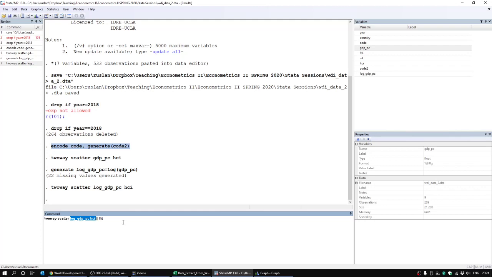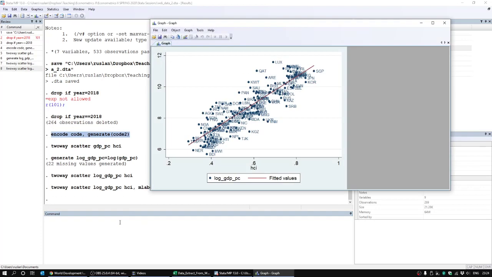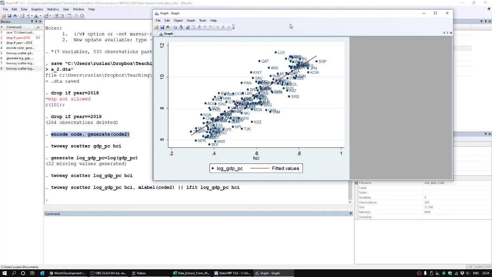I'm simply drawing a linear fit line, and also after the scatter plot, let's put a comma and type mlabel code2. All right. So you can see what this line of command produces.